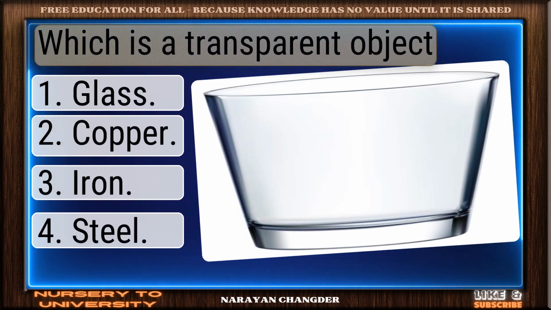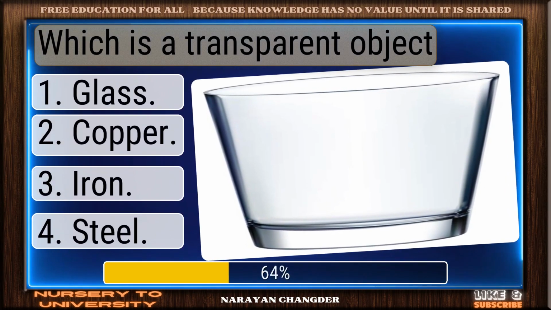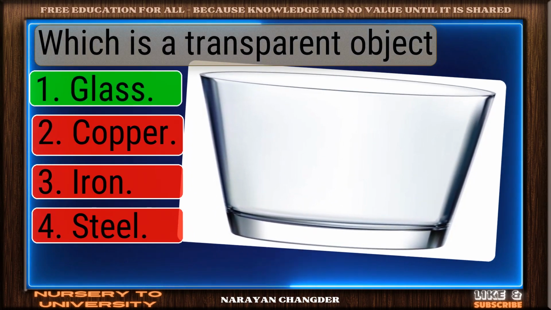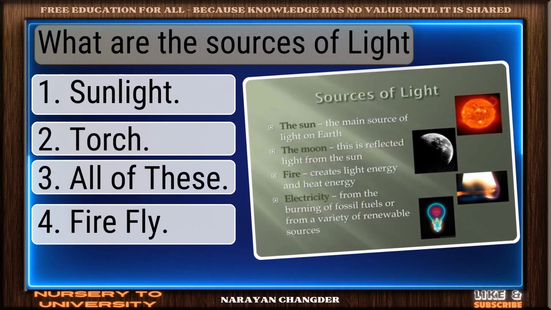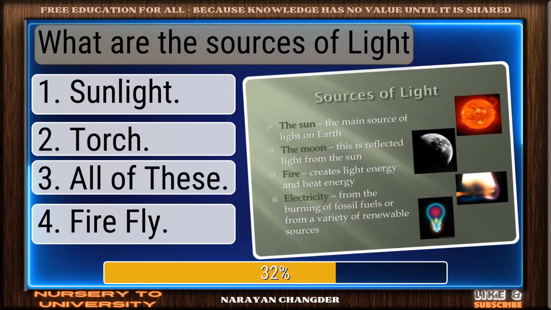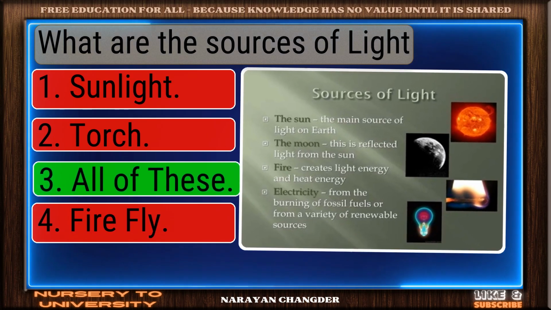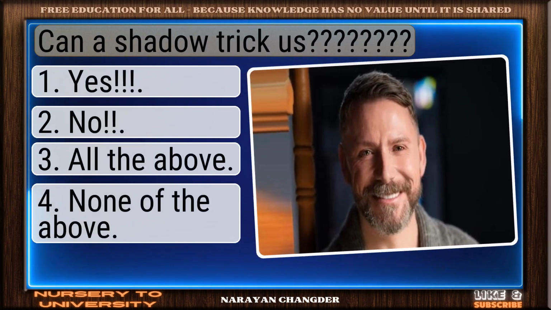Which is a transparent object? Nice work. You chose glass, and it is correct. What are the sources of light? Nicely done. All of these is a solid answer. Can a shadow trick us?